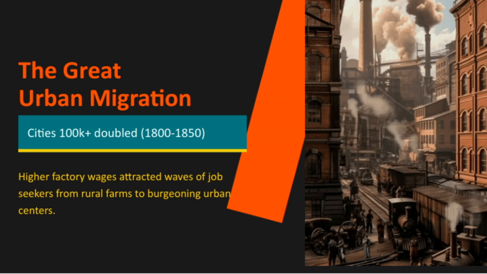Cities with populations over 100,000 doubled in size between 1800 and 1850. This rapid growth is what we call the Great Urban Migration, and it fundamentally reshaped the landscape of our society. It's a clear example of how economic opportunities can dramatically influence population patterns and urban development.